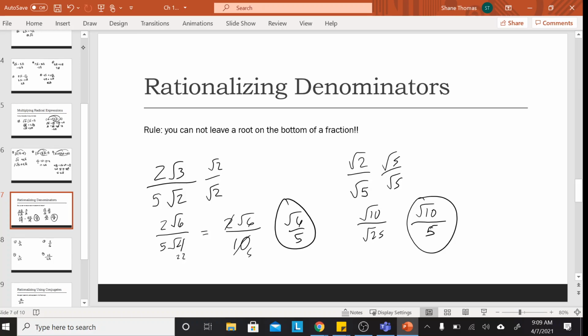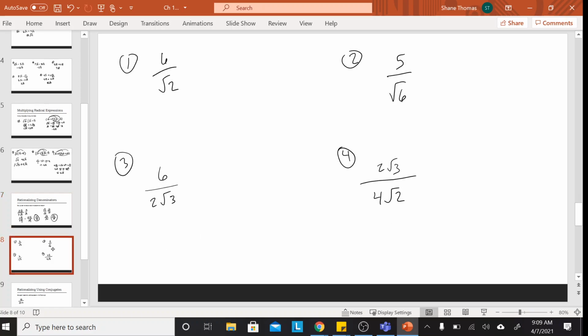So whatever the root is on the bottom, multiply the top and the bottom both by that root. Here's 4 of them. Give it a shot.